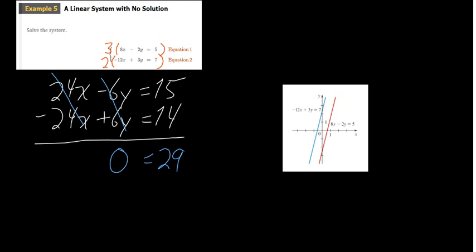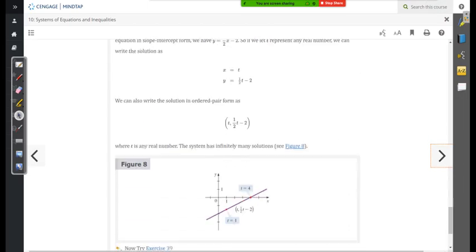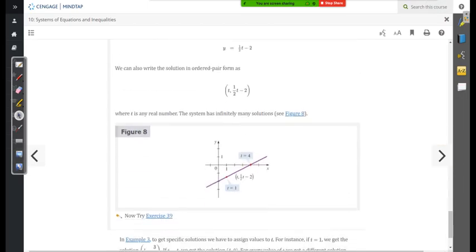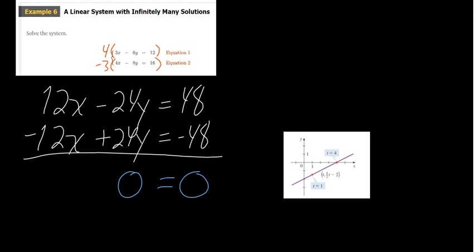If we have no solution, then we're going to have a false statement: 0 is equal to 29, 7 is equal to 4, something like that. If we have a true statement, 0 is equal to 0, 7 is equal to 7, something like that, then we have a linear system with infinitely many solutions. And of course, if we graphed it, we would see that they are the exact same line.